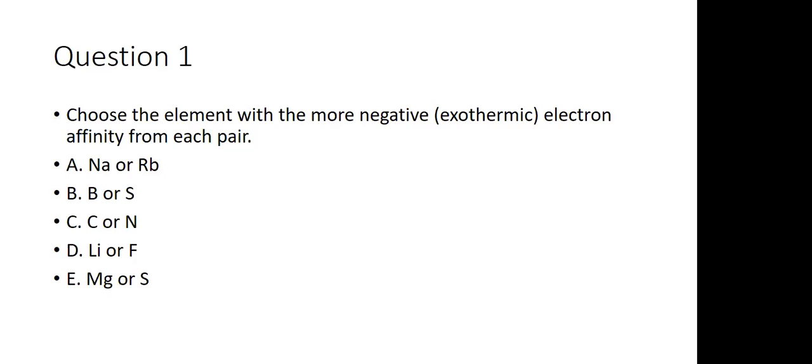EA is just the opposite of IE. Yes, electron affinity and ionization energy are the exact opposite concepts in that electron affinity is gaining an electron, ionization energy is losing an electron. And they are kind of opposite. So if, for example, the halogens have a very negative electron affinity because they really want one more electron, they have a very positive ionization energy because they don't want to lose electrons.